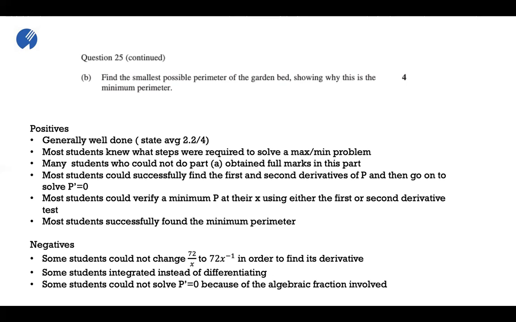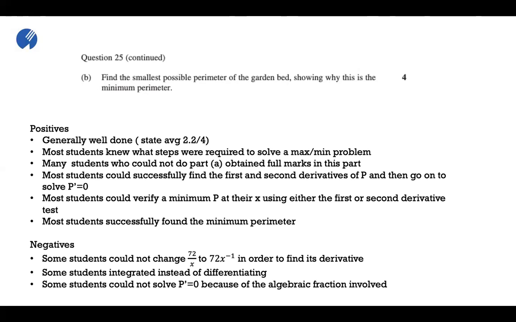The negatives, and there were quite a few for this question. Some students could not change 72 over X to 72x to the minus 1 in order to find its derivative. There were many students here that used the quotient rule successfully to find the derivative of 72 over X, which is fine. There are a significant number of students that integrated instead of differentiating. So they gave their answer as 2x minus log 72 log x. They did successfully go on then to find maximum and minimum and could be awarded some marks.